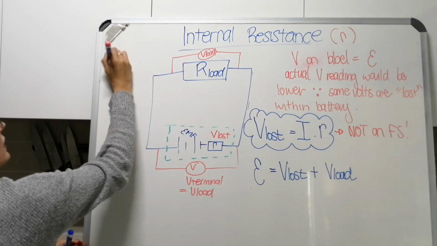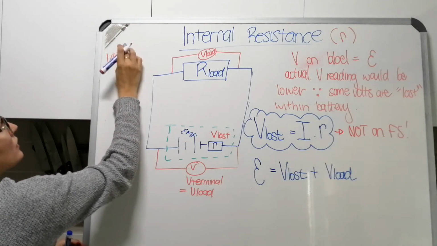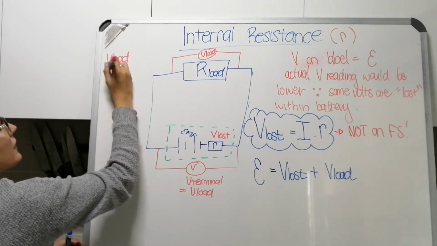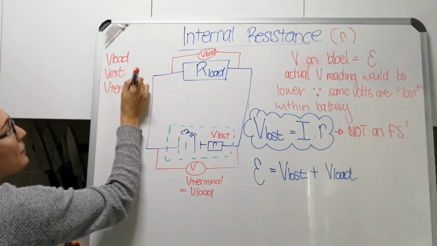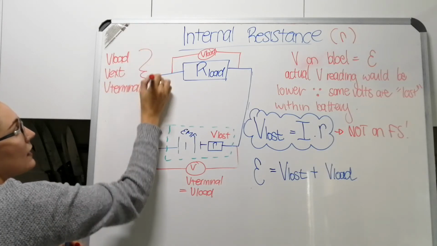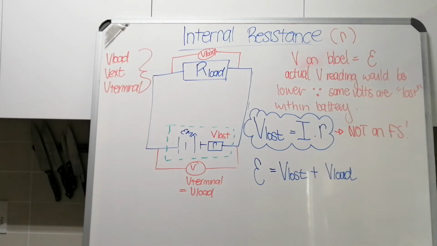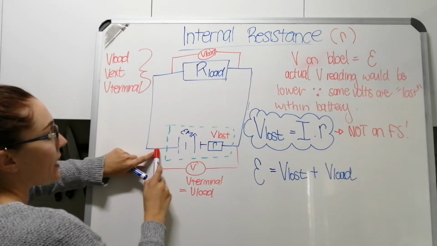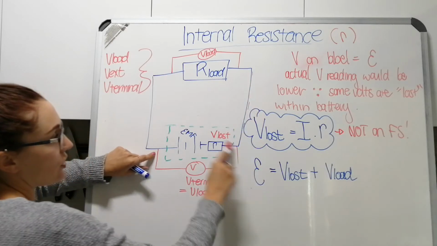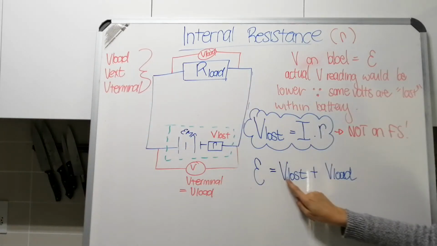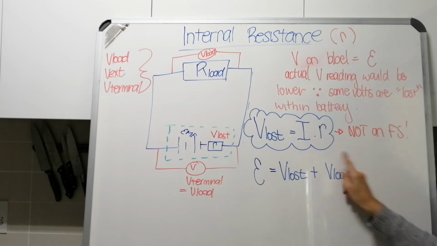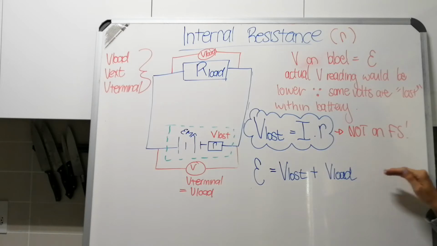Let me just write here: V load, V external, and V terminal. These are all the same thing. Not just the same number, they literally refer to the same thing. It's the potential that'll be measured over the whole circuit. That's what all of those things mean. So the EMF is equal to the lost volts plus V load. This is very important. This is like our starting point.